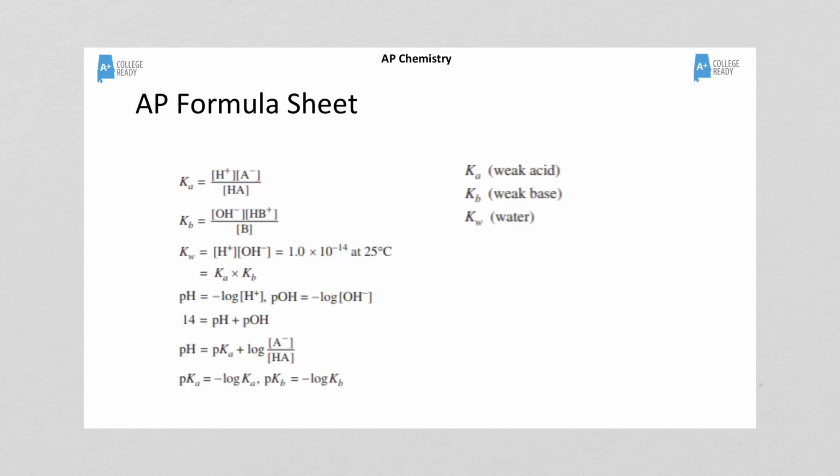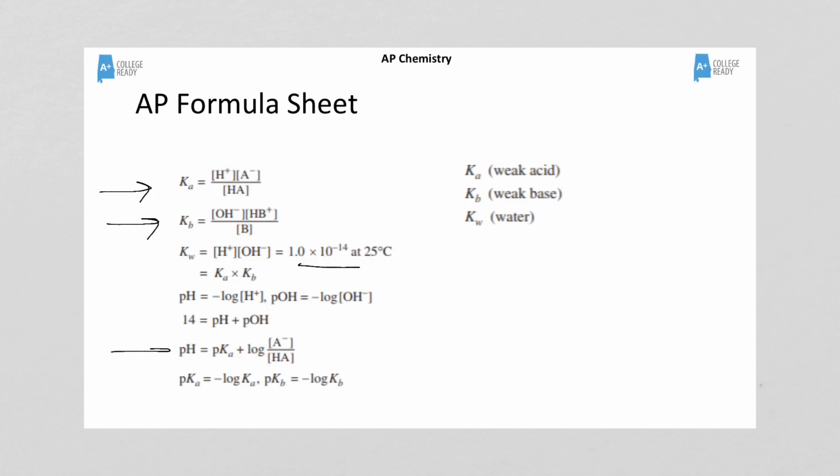On the AP formula sheet, there are some reminders about what Ka and Kb expressions look like. We'll talk about Kb in a minute. Notice we have the relationship of Kw at 25 degrees Celsius, which is H+ times hydroxide ion, and also that Kw equals Ka times Kb. There's our pH and pOH formula. If we add pH and pOH together, we get 14.